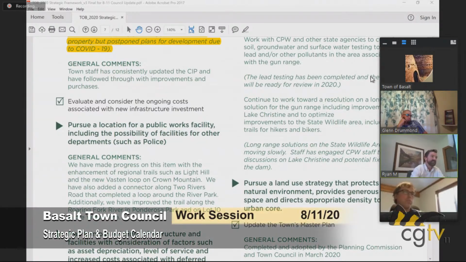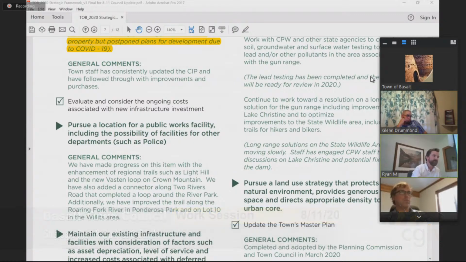So that's something that has been bantered about by this town for a long time, and we're now no longer occupying the Crown Mountain property. So we've got equipment that's here, there, and everywhere. And so this is becoming ever more important for us.